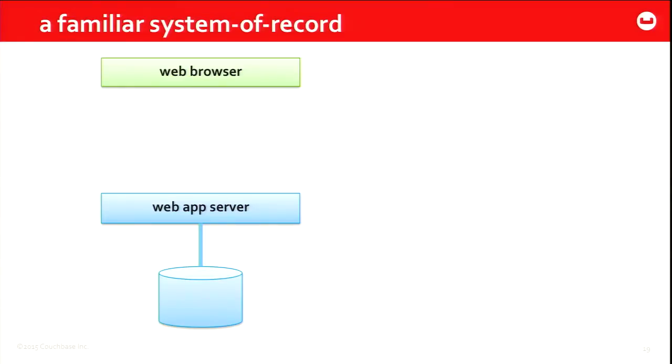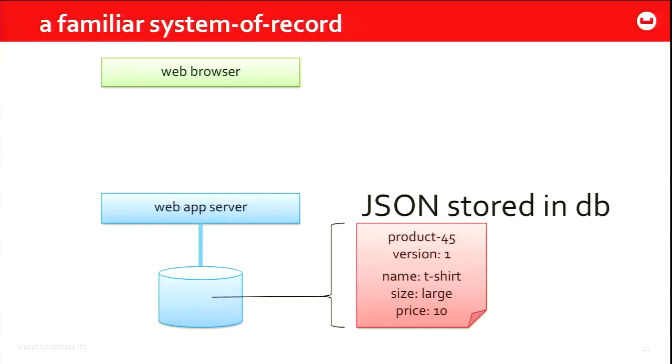Here's another old school system of record, right? You've got your web browser, your web app server, your database. Hopefully it's a nice consistent database, for example Couchbase. You're going to be storing JSON documents in this thing. For those of you in the back who can't read this, this is actually product 45, version 1. It's a t-shirt, size large, $10.